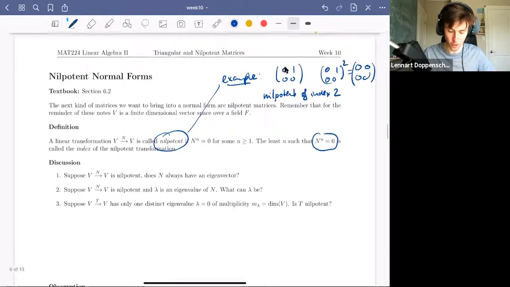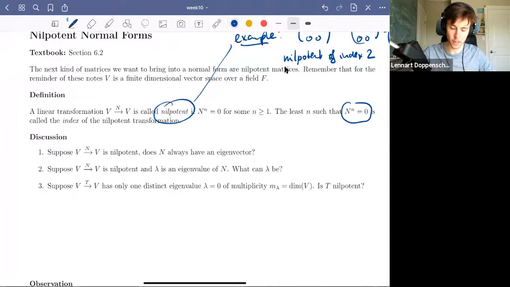So with this definition alone, we can discuss the following points. Suppose that T is a nilpotent transformation. Does it always have an eigenvector? If it has an eigenvalue lambda, what can lambda possibly be? And lastly, suppose that T only has one distinct eigenvalue, which is 0 of multiplicity dimension of V. Is T nilpotent? I'll give you two or three minutes to think about this.